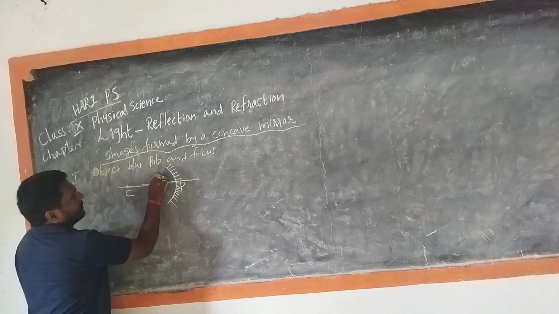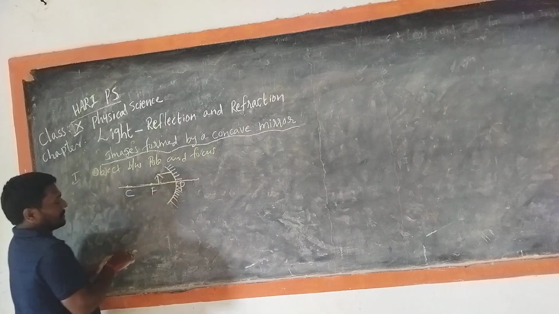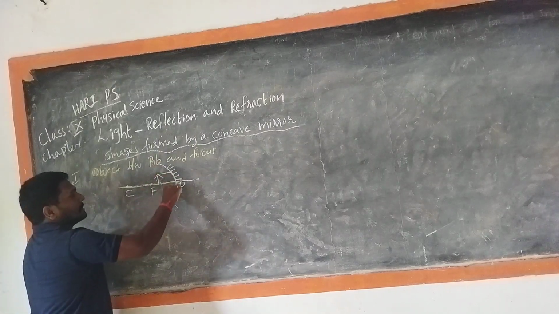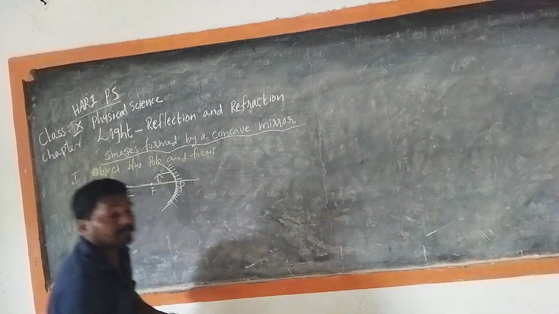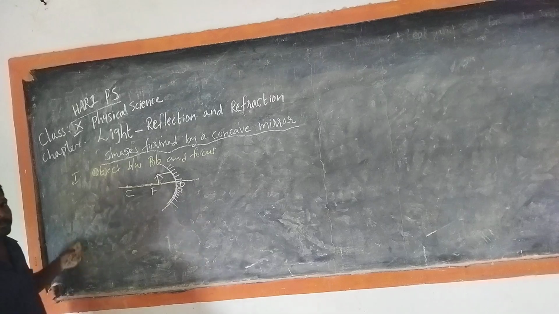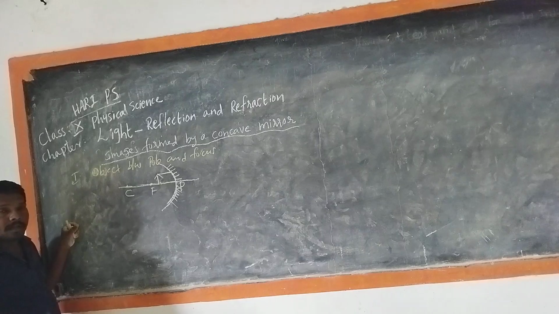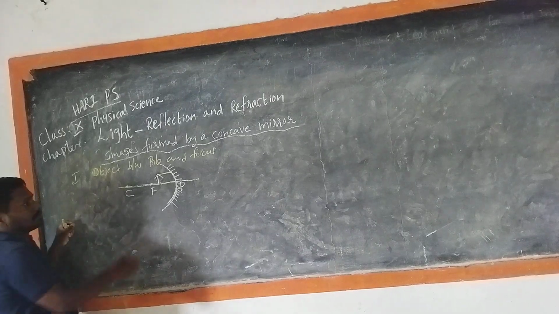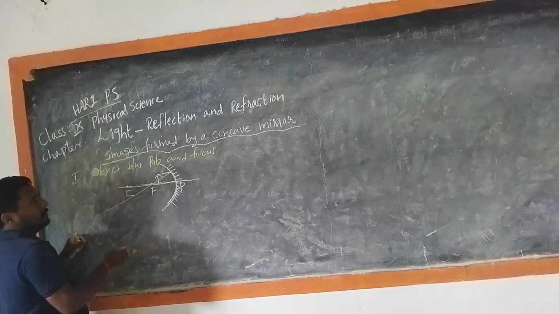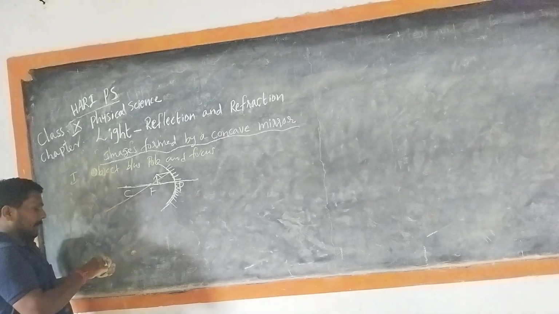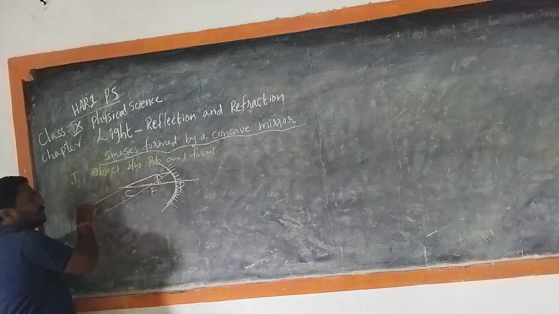The first light ray coming from the object is parallel to the principal axis. What will happen if the light ray is parallel to the principal axis? It passes through focus. So the light ray is passing through focus. Then, one more light ray is passing through the center of curvature.